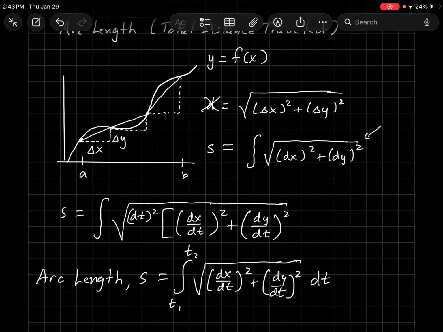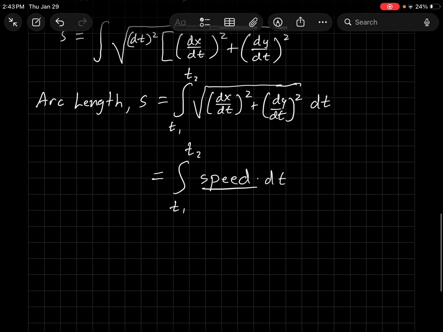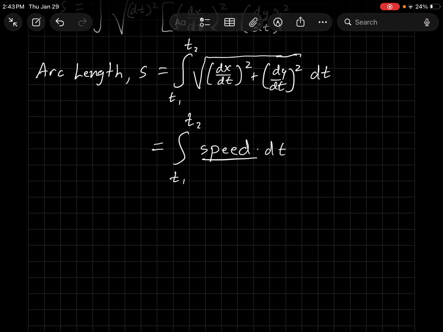One thing I'd like you to notice is that the arc length, or total distance traveled, is the integral of speed, dt. We'll do one really simple example that we don't actually need calculus to evaluate, but it's pretty hard to find integrals that work out nicely by hand, so I'm going to do one that I know works out nicely by hand.